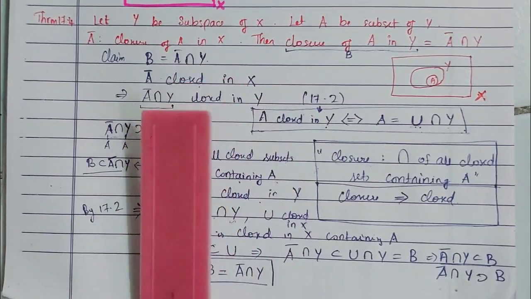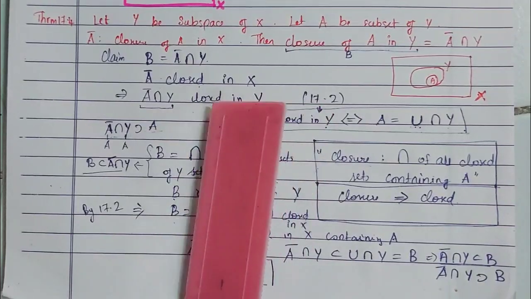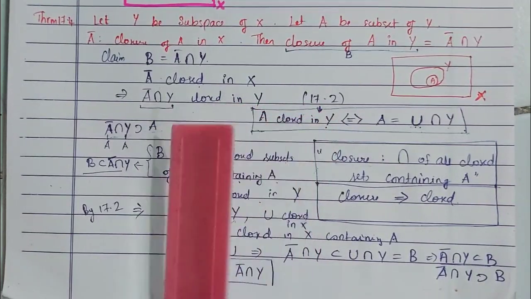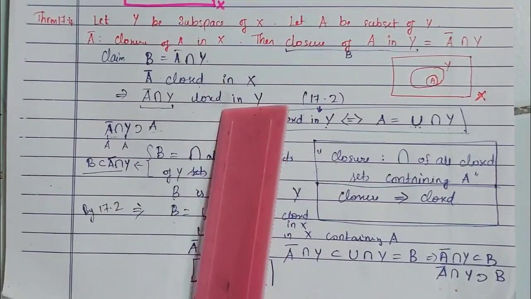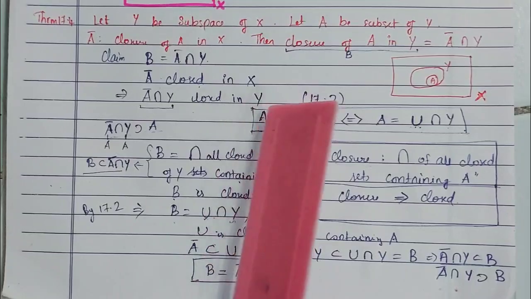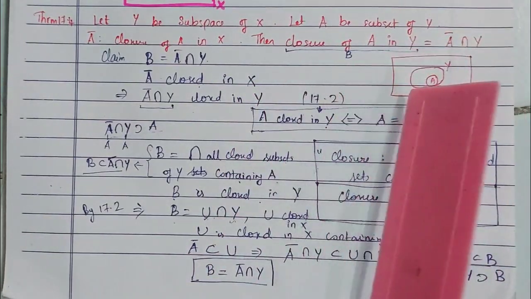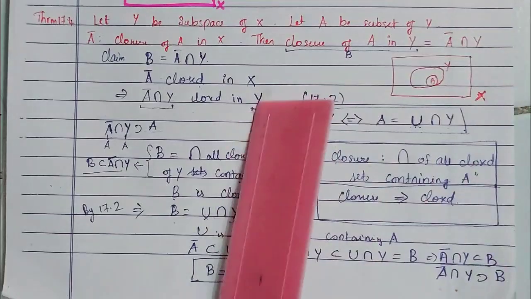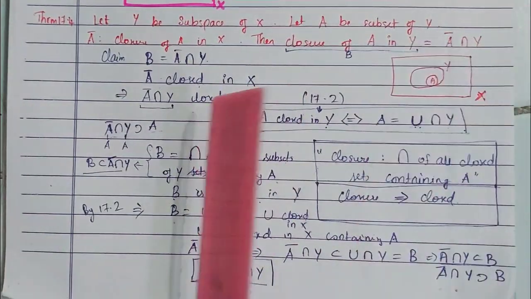From this we can say that A closure intersection Y is closed in Y. This is by the subspace topology definition. So A closure is closed in X from the given statement, and from this it immediately follows that A closure intersection Y is closed in Y, because everything we need is in Y. So I have got this as closed in Y.